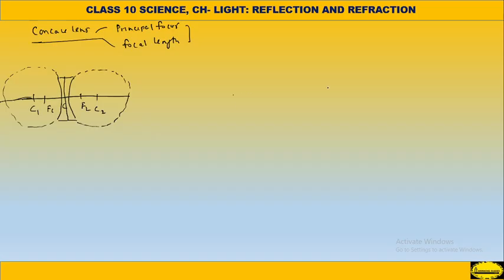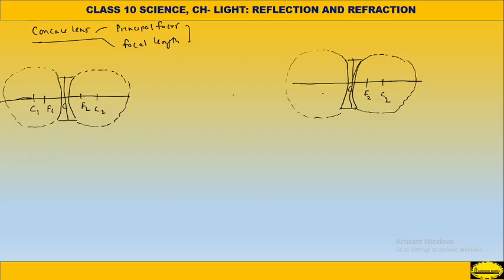Another diagram I can draw. Here we need to draw a concave lens. This is the center of curvature. Here is the optical center. Here it will be principal focus 2. This will be the center of curvature, and this will be the optical center. The midpoint between C and C1 is the principal focus f1.